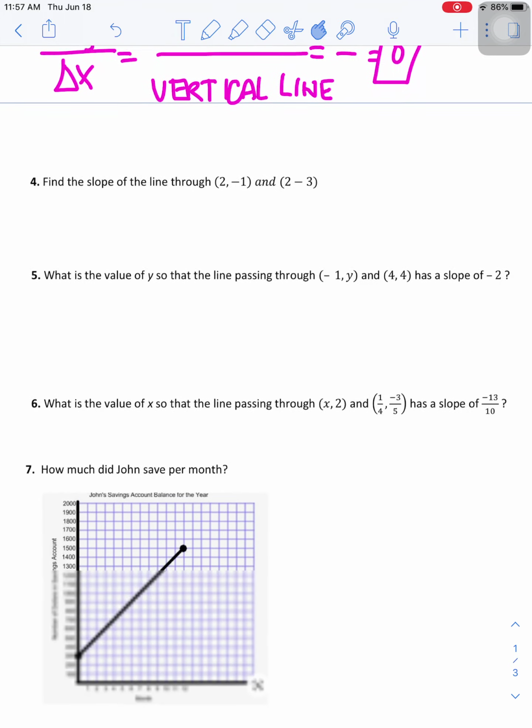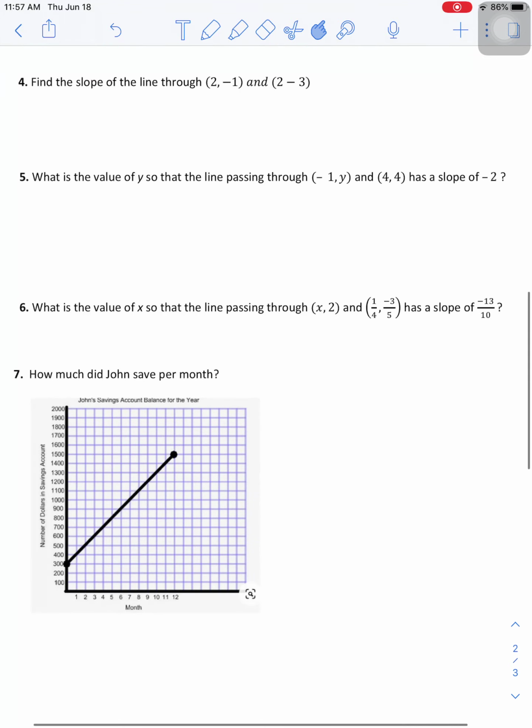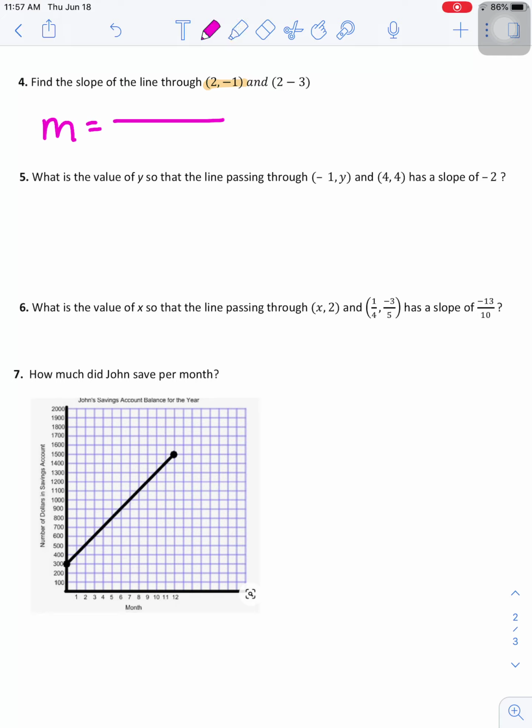All right, example number 4. We need to find the slope of the line through (2, -1) and (2, -3). So we're getting our m, or our slope. I'm going to start with the first ordered pair again. Our y coordinate is a -1. If we subtract the other one from the other side, it's a -3. So -1 minus a -3 becomes +3. And then in our denominator, we're going to subtract our x's, so we get 2 minus 2. So this gives us 2 over 0.